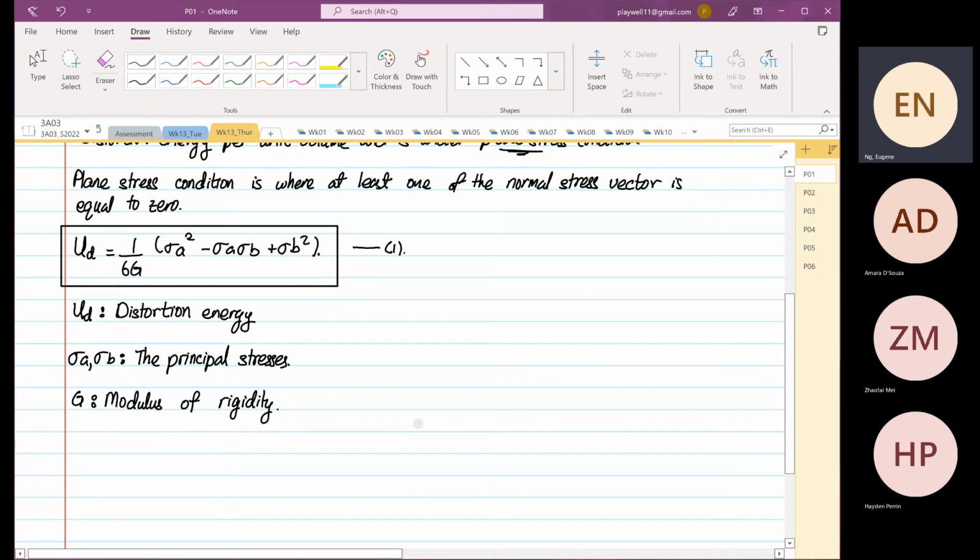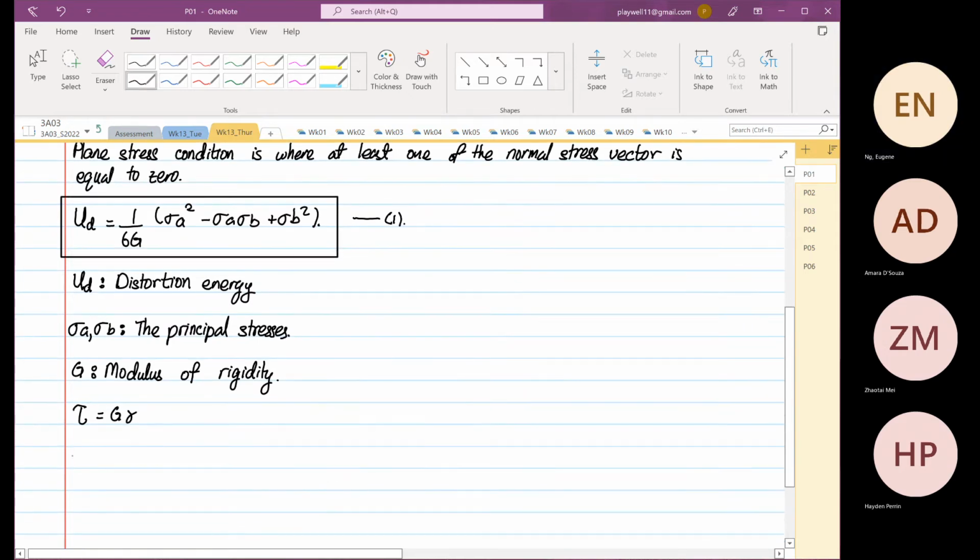Okay, and I think all of us have seen an equation that's related to modulus of rigidity, where we have this expression, tau is equal to G multiplied by gamma, where this is known as our shear stress, gamma is our shear strain, and G is our modulus of rigidity.